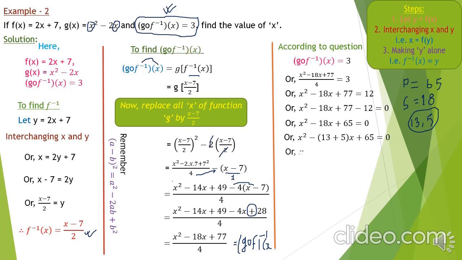We have to open the bracket and we have to be careful about the sign. x square minus minus 13x and minus 5x. So a student usually makes a mistake right here, while changing the sign.